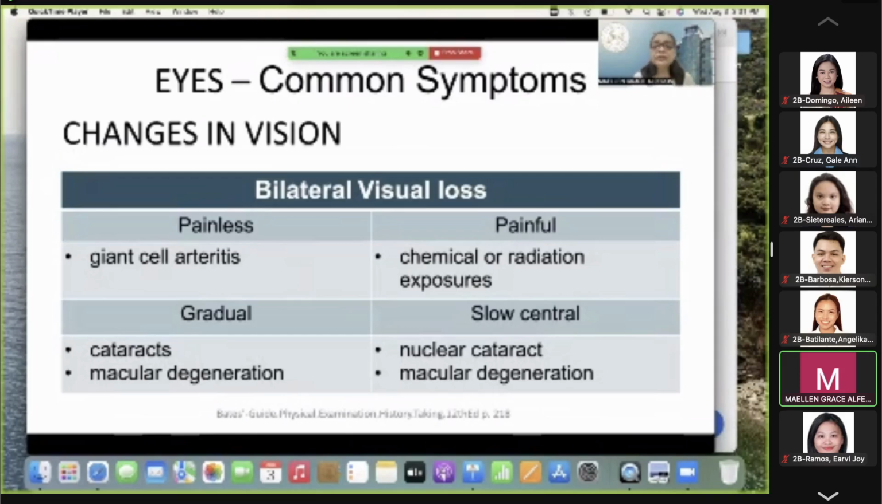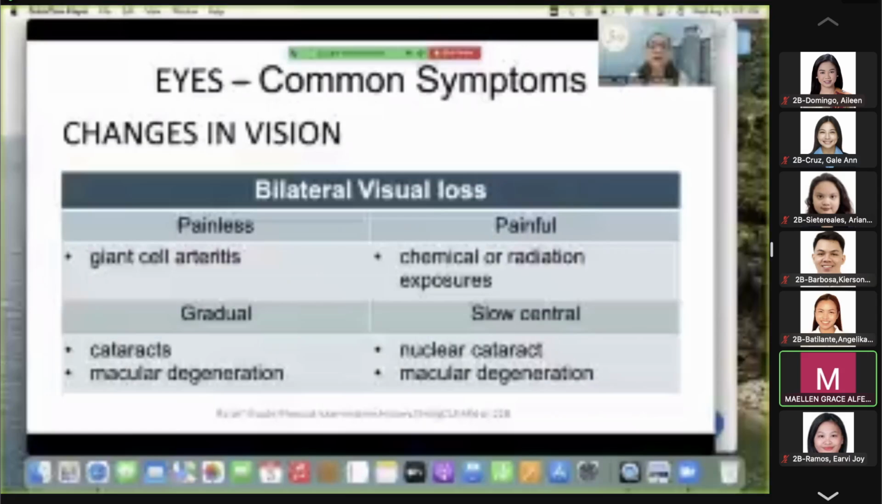Now, if the loss of vision is gradual, usually it's in cataract and macular degeneration. However, the slow or gradual loss can occur in those who have a central visual loss, as in nuclear cataract. The cataract starts at the center. But sometimes you see this also in those who have macular degeneration.